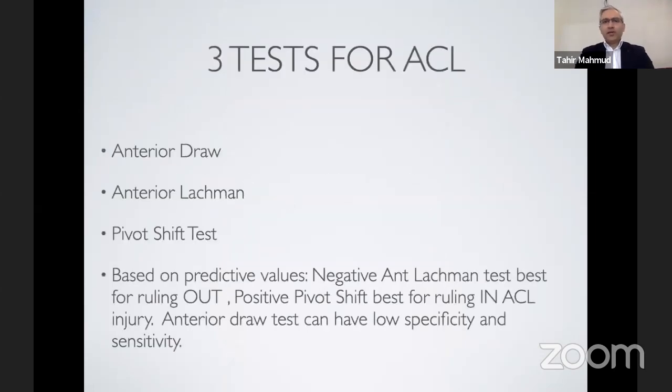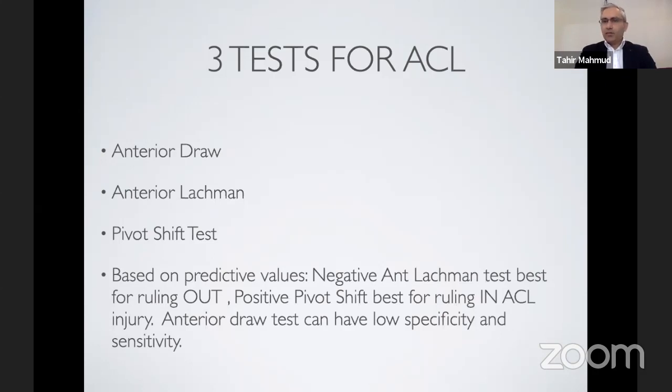So special tests for the ACL, as I mentioned, there are 3 tests. If we look at the research that has been done on these tests in terms of looking at predictive values, looking at sensitivity and specificity, we will see that based on predictive values alone, a negative anterior Lachman test is the best test for ruling out an ACL injury. So if your anterior Lachman test is negative, then you almost certainly haven't ruptured your ACL.